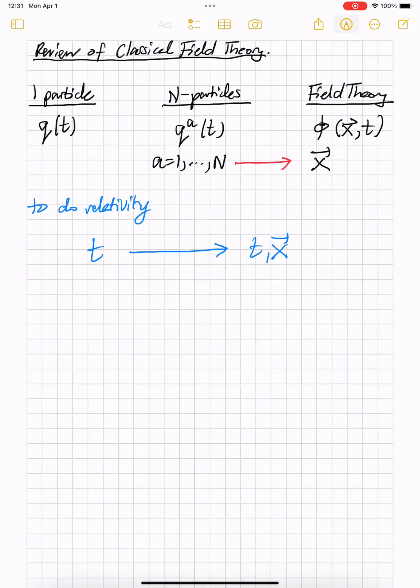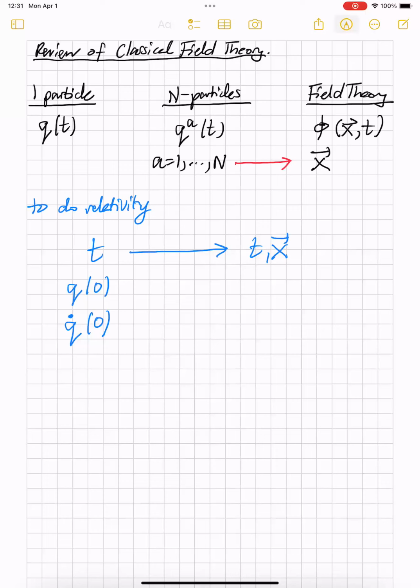If you're solving a problem in mechanics, then the initial conditions that you would specify, you'd specify the position of the particle at time 0, and you would specify the velocity of the particle at time 0. And that would lead to a unique solution in mechanics.